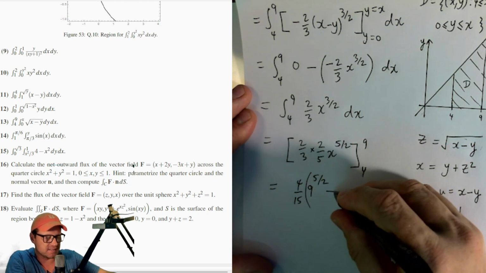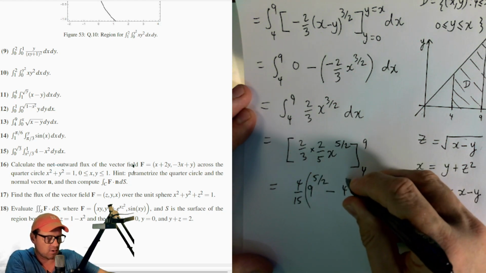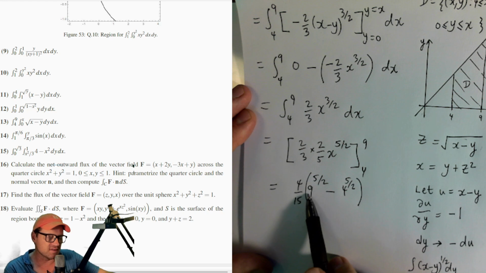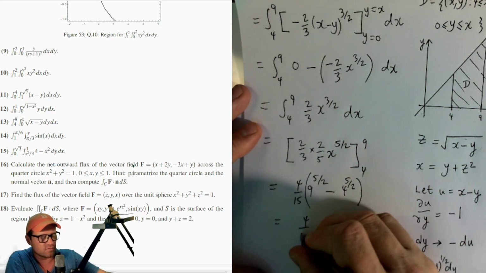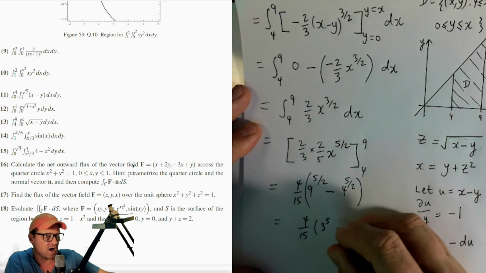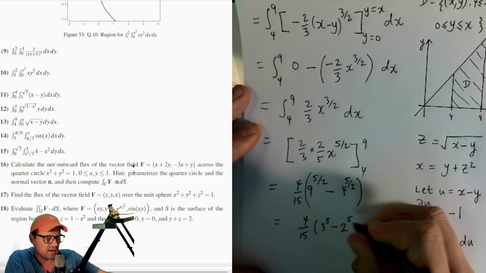Let's just put brackets here. So minus 4 to the power of 5/2. Okay, so this is the square root of 9 all to the power of 5. So 3 to the 5th, 4/15, 3 to the power of 5 minus 2 to the power of 5.